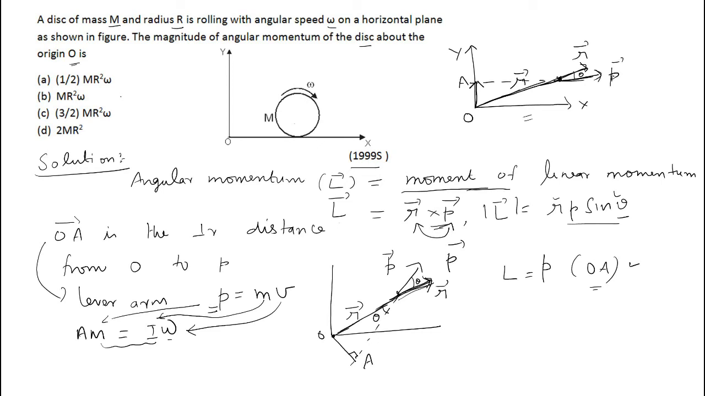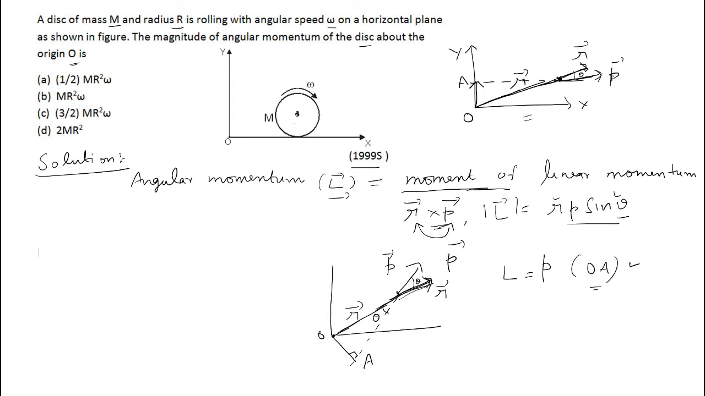So how do you proceed? Here you want to find the angular momentum of the disk. Let's say this is the center of the disk. We want the angular momentum of the disk about this origin. For that you will use this concept.